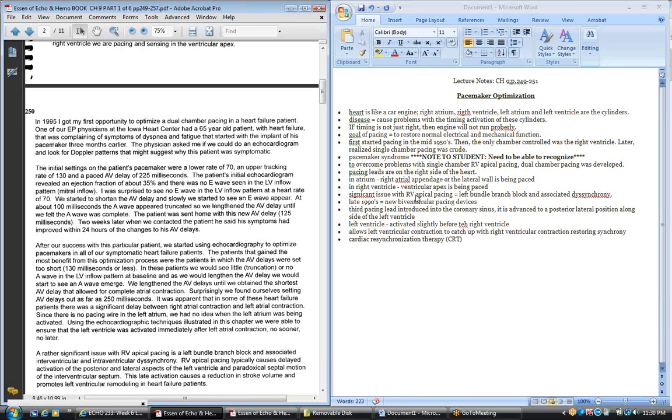So typically what ended up happening is that you develop a left bundle branch block. RV pacing will typically cause delayed activation of the posterior and lateral aspects of the left ventricle, and also give you paradoxical, which is out of normal, septal motion of the interventricular septum. This late activation causes a reduction in stroke volume and promotes left ventricular remodeling in heart failure patients.